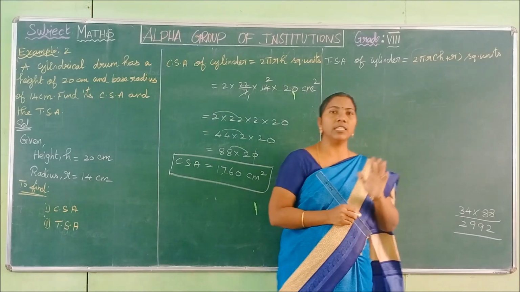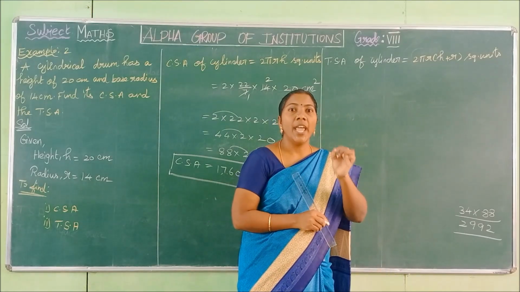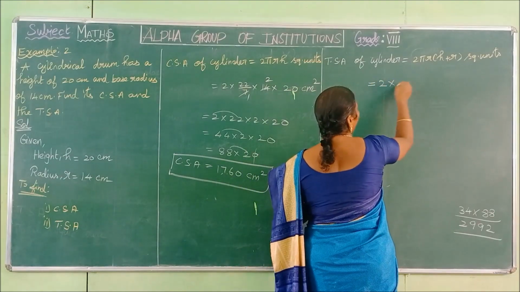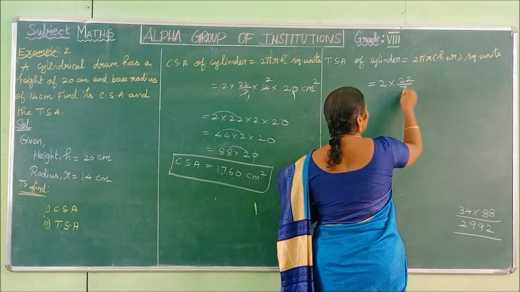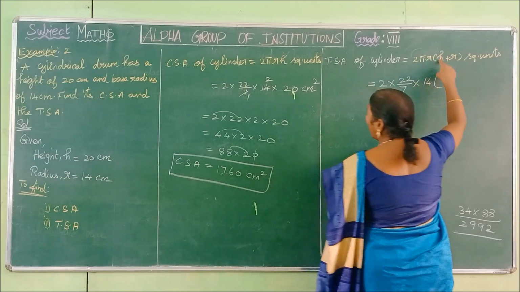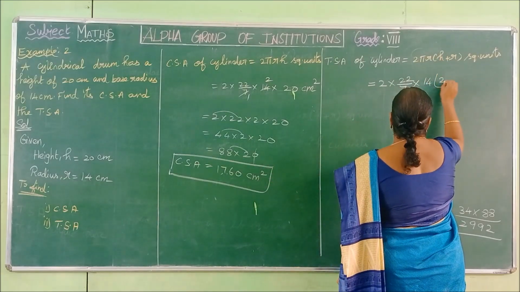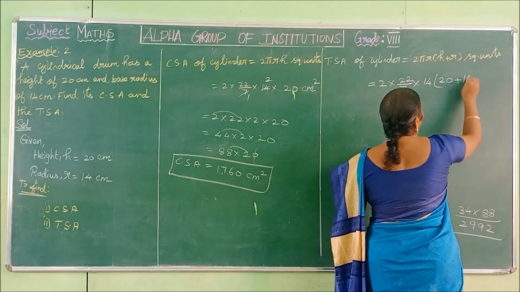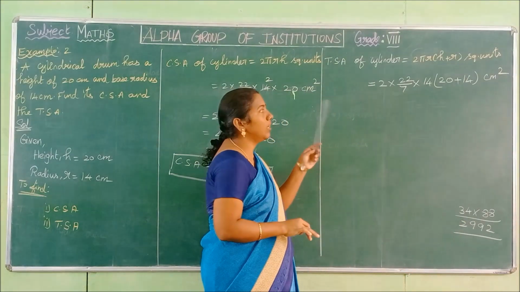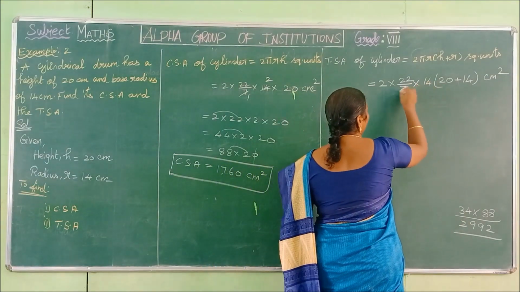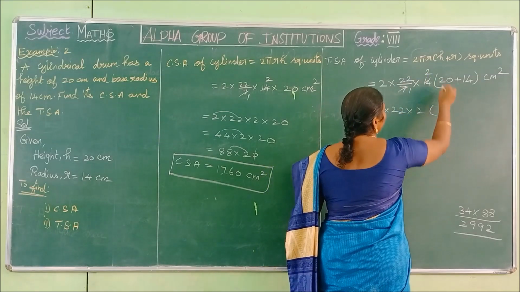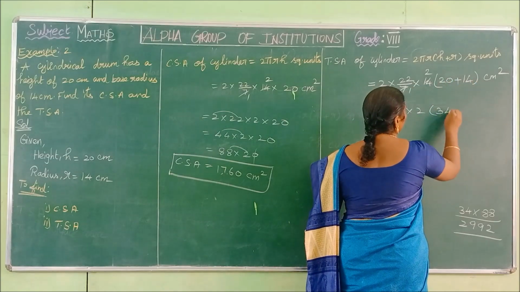Next we are going to find out TSA of cylinder. What is the formula for TSA of cylinder? 2 pi r into h plus r square units. So substitute the values. 2 into what is the value of pi? 22 by 7. What is the value of r? 14. Into here, what is the value of h? h value is 20 plus what is the value of r? 14 centimeter square. Thus we can substitute the value. Next we are going to evaluate. Cancel the 14 by 7, 2 times. So 2 into 22 into 2 within the bracket 20 plus 14, 34.